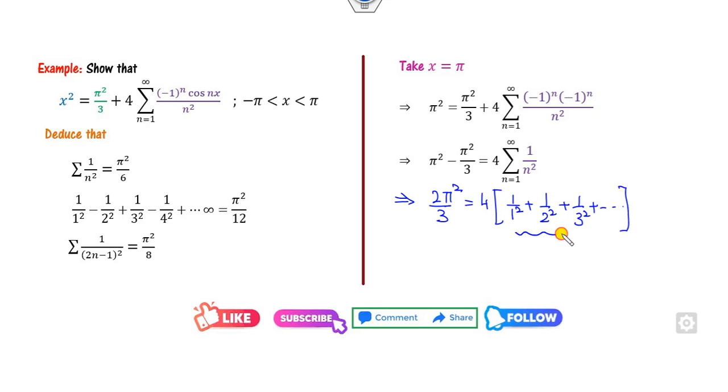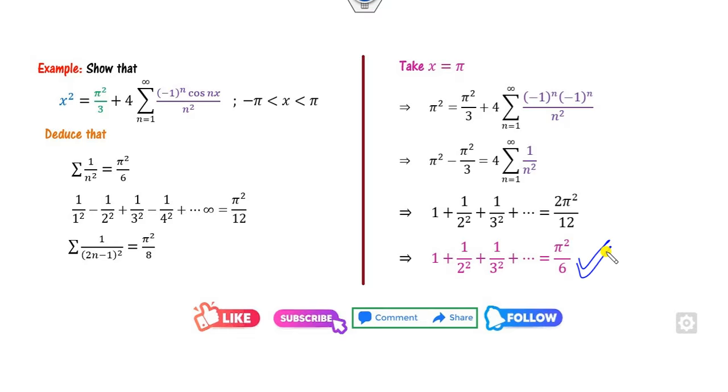So I need this value. 4 I can take on this denominator. So 2 pi square over 12. So it will be cancelled out. So the answer is pi square divided by 6, that is the right answer.